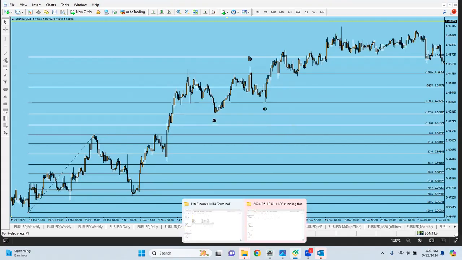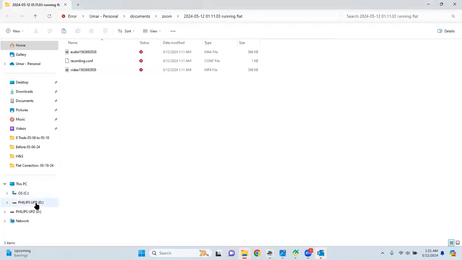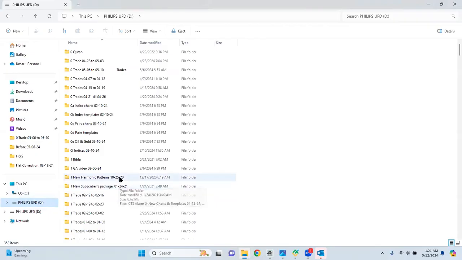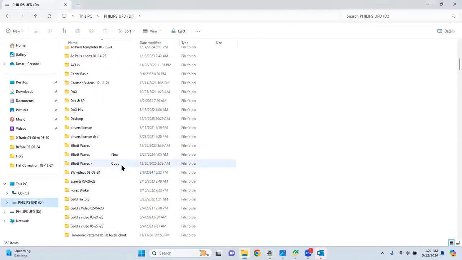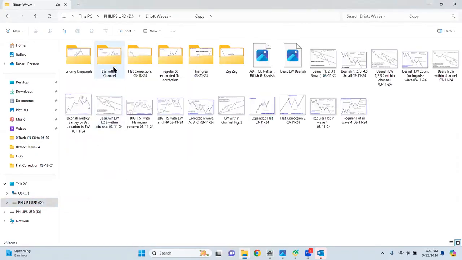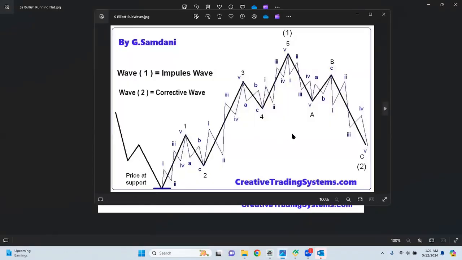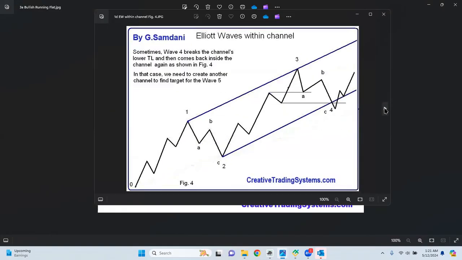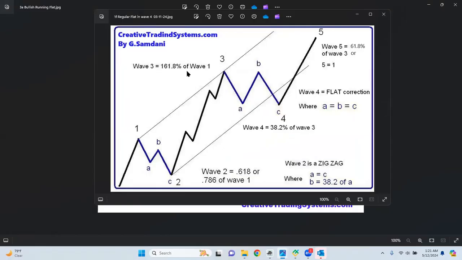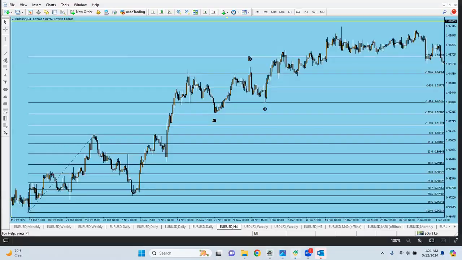Just like our other, where is that thing? Let me go quickly. I forgot to open that up. I had it open, but somehow I closed it. So you see here, I don't have it written here somehow. Let me just go quickly here. For example, here, see 1 and 2, right after that, the wave 3, it's usually 1.618, right? Usually. It could be a little more, a little less.